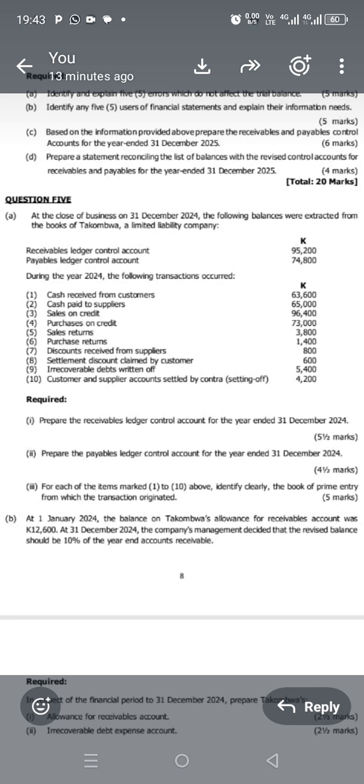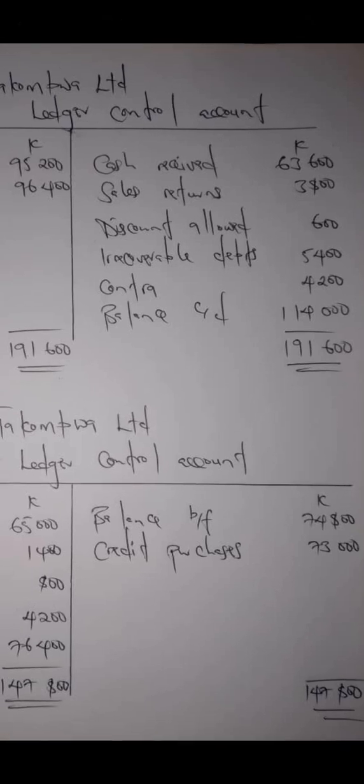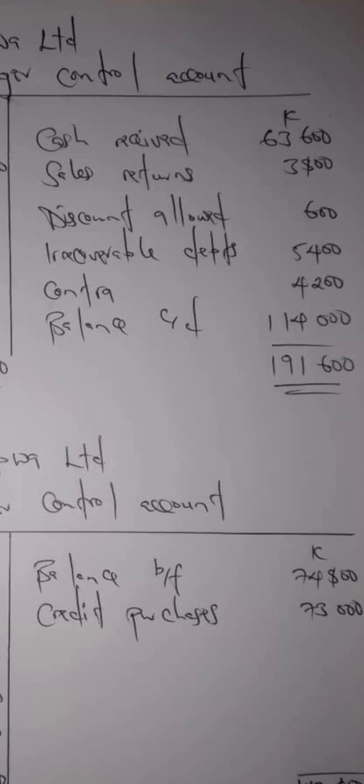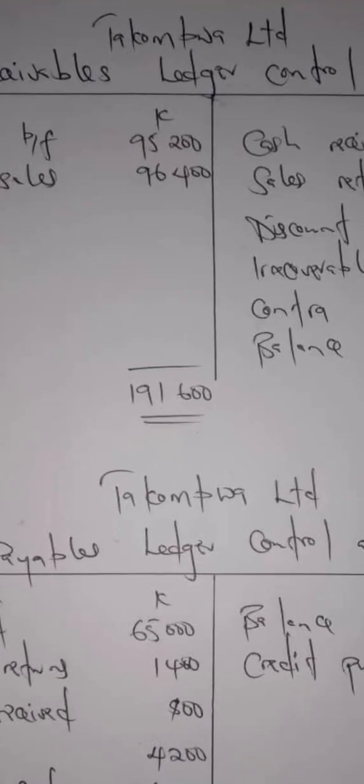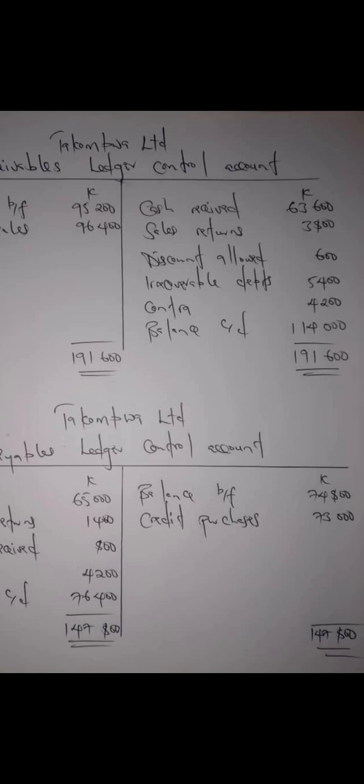Okay, so it affects the receivables balance. So it is going to be recorded on the credit side as well, of the receivable ledger control account. As you can see here, discount allowed is on the credit side, so that we reduce from the balance that we have on the debit side. So that is it there.